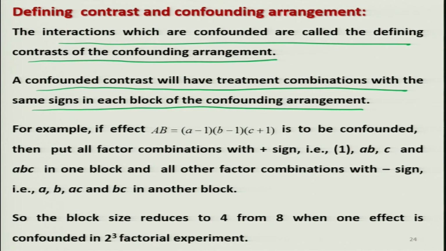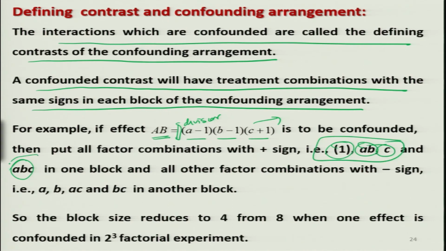For example, if you want to look at AB, in the case of a 2^3 factorial experiment, then AB can be obtained from (A minus 1) into (B minus 1) into (C plus 1), where some divisor will be there, which I am just ignoring for a while, right. Suppose you want AB to be confounded, so you simply open it and see which are the 4 terms appearing with the positive signs, which will come out to be 1, C, AB and ABC. You assign them to block number 1, and the other remaining 4 treatment combinations, which are A, B, AC and BC, appearing with the negative sign, you assign to another block.